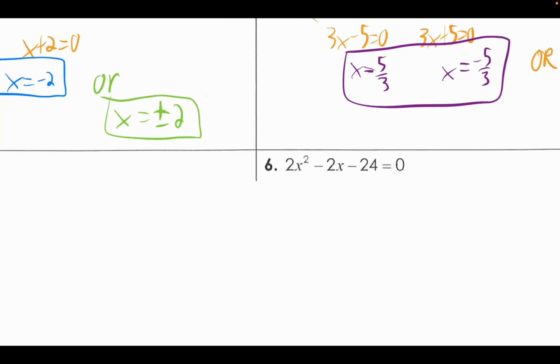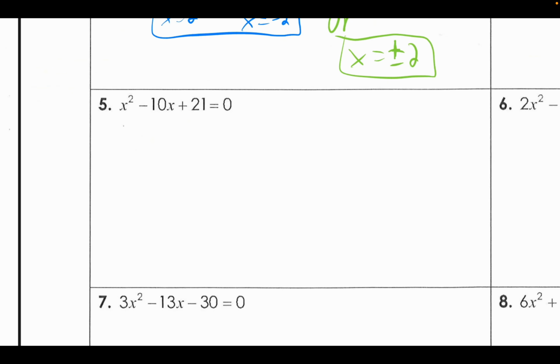Number 5, make sure it's in standard form. It is, in fact. There is no GCF, but we look for one. There are 3 terms. When we have 3 terms, we look to make the x. Then we do a times c. 1 times 21 is 21. B on the bottom is negative 10. And we look to find 2 numbers that can multiply to 21 while adding up to negative 10. The results are negative 3 and negative 7 in either particular order, as long as both are negative.